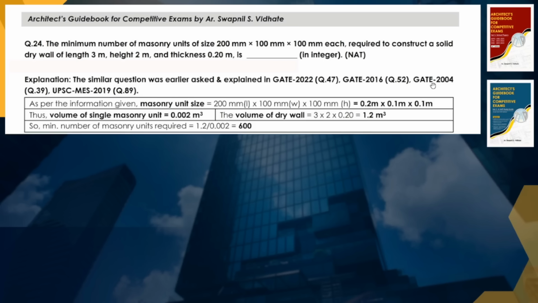So what will be the total volume of a single masonry unit? It will be 0.2 into 0.1 into 0.1. So the volume of a single masonry unit will be 0.002 meter cube.